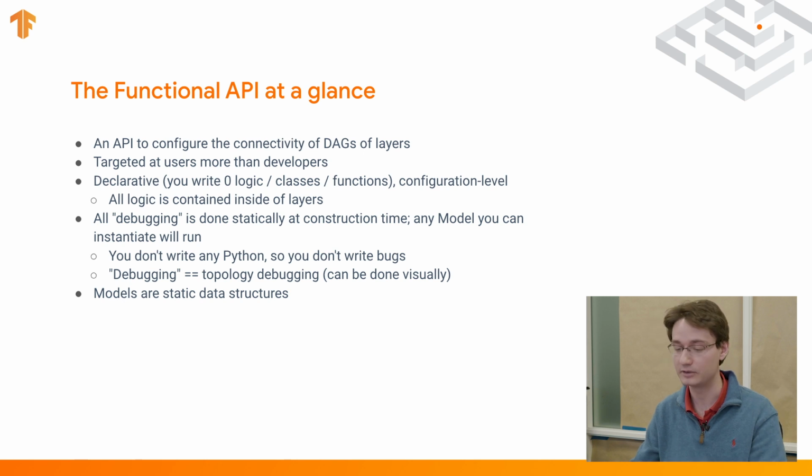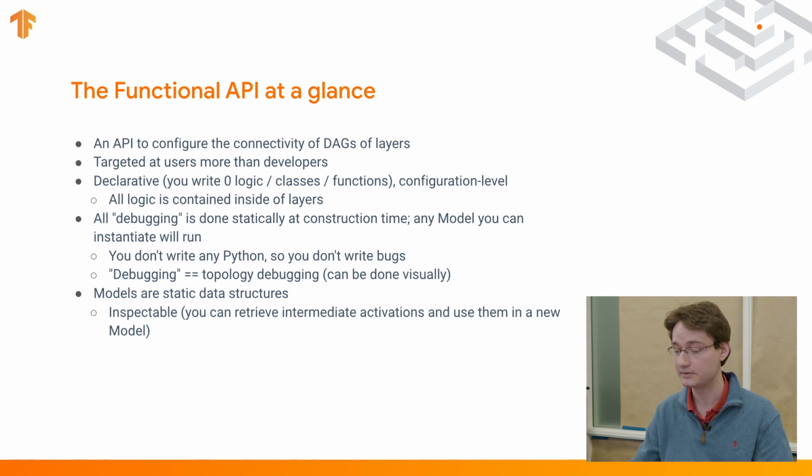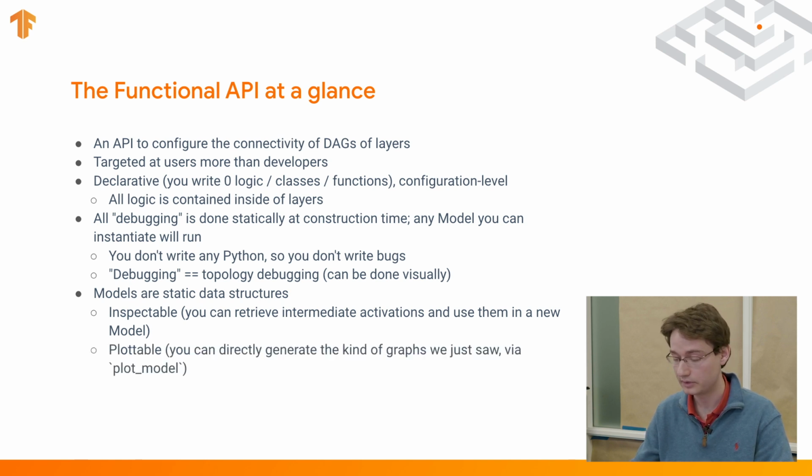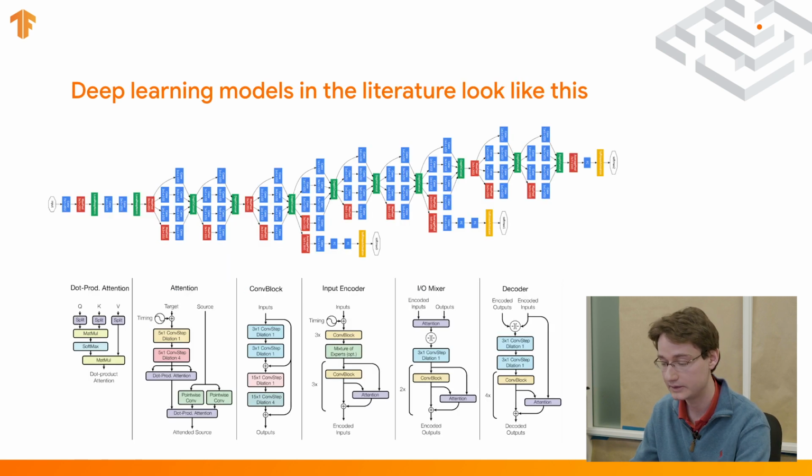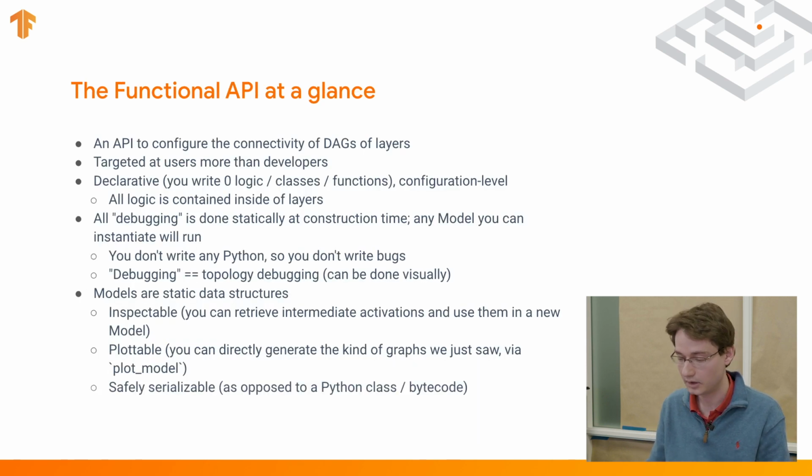On the technical side, these models can be expressed as static data structures that can generate code, that can generate a call method, meaning that they're inspectable. For instance, you can retrieve intermediate activations in your DAG and use them to build a new model. That's actually very useful when you do transfer learning, because it makes it very easy to do feature extraction. That means your models are also plottable. You can actually generate these little graphs, because you have a literal data structure underlying the model. And you can serialize them. When you have a subclass model, then your model topology is actually a bit of Python bytecode, which is harder to serialize. You have to pickle it.